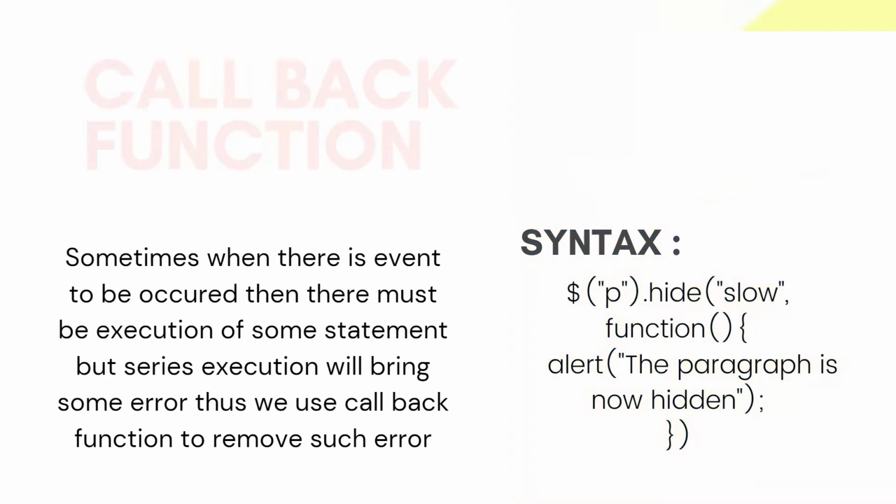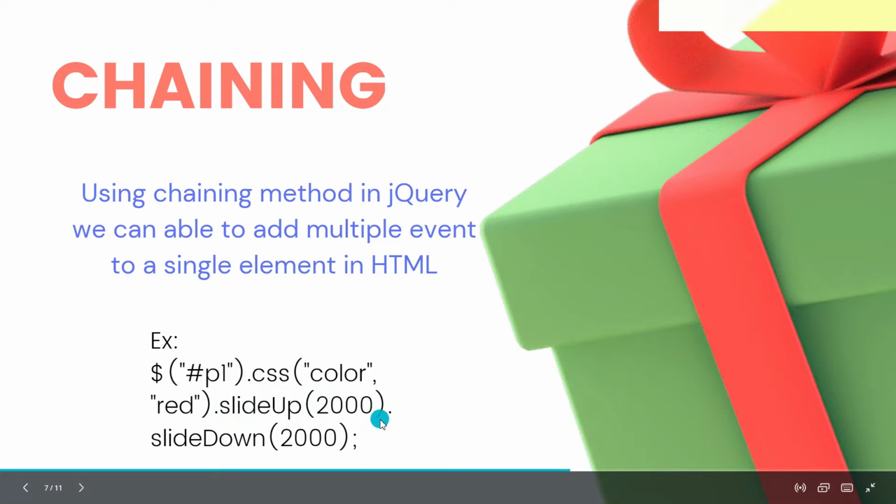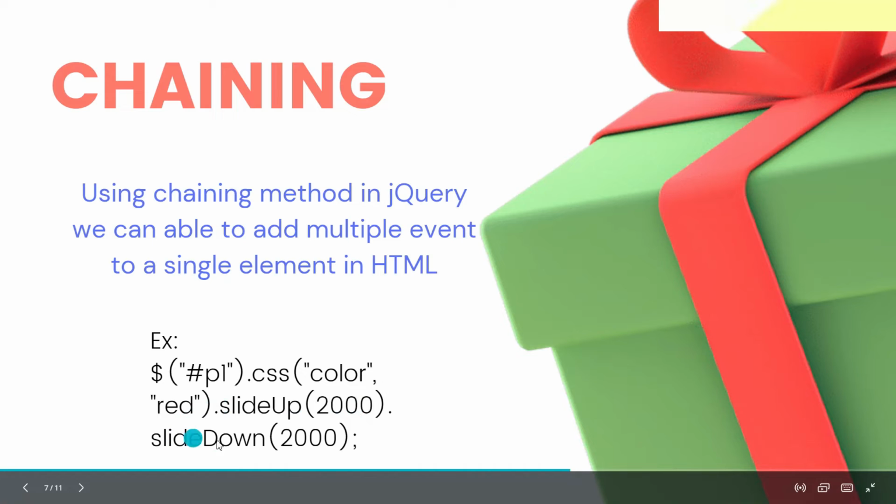Next, moving to the chaining method. If you want to execute a series of events, you can use this chaining method. For example, here we have an example of hash p1, meaning an element with id p1. What are we going to do with it? First of all, we are going to change the color of the text present under p1, and after that we are going to give a slide up effect with a 2-second transition, and lastly the slide down with a 2-second transition.